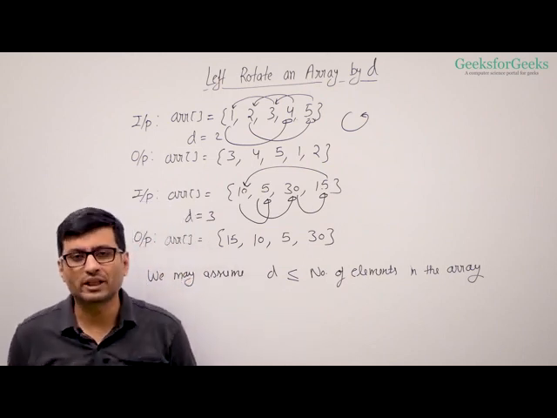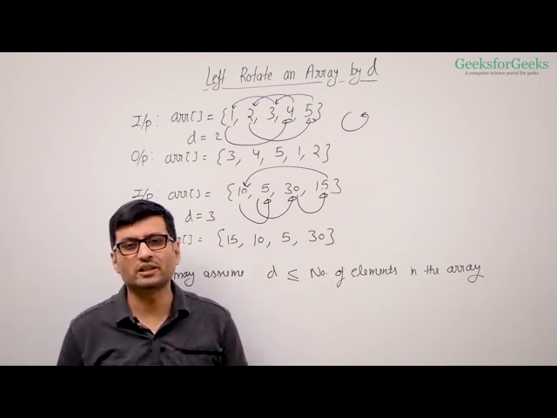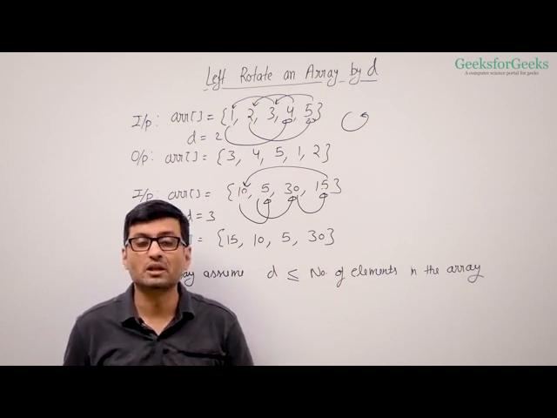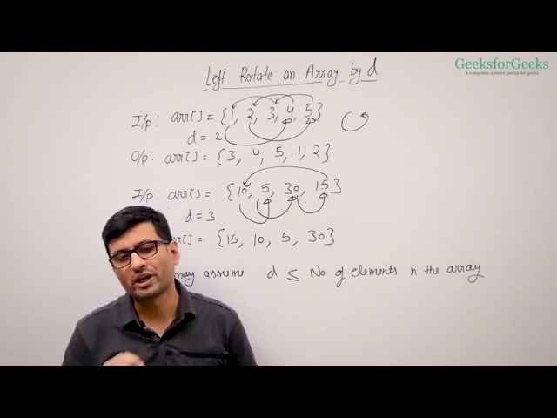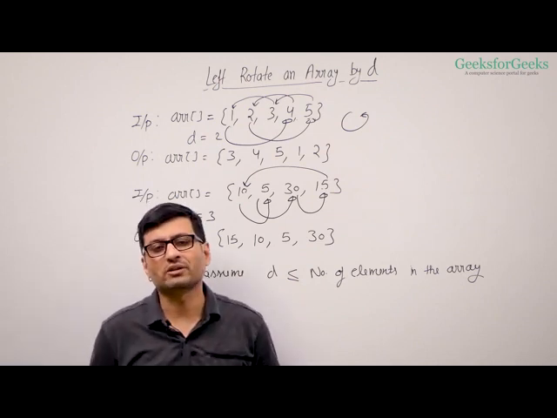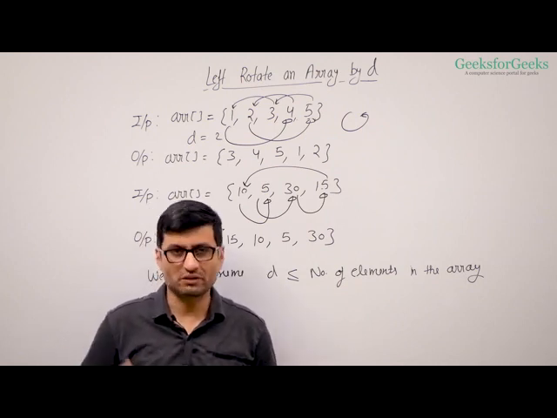However, we can extend this question when d is greater than the number of elements in the array also. But all we need to do in that case is subtract n from d. So whenever d is greater than n, you can simply subtract n from d and you get the effective number of rotations. Please note that if you're rotating an array of size 4 by 4, it becomes the same array. And if you're rotating an array of size 4 by 5, it effectively is rotation by 1.